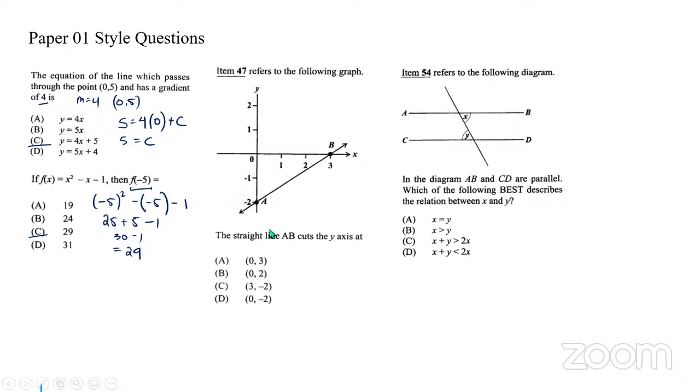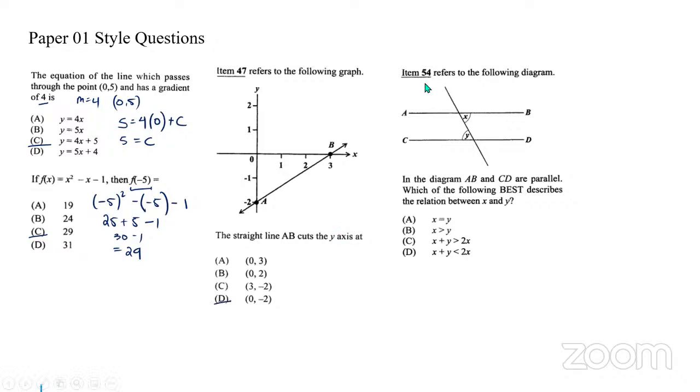So they're asking for the actual coordinates of that point. And here you would realize that it would be 0 for x. It's moving nowhere on x, and -2 for y. So that would be (0, -2), which is D.